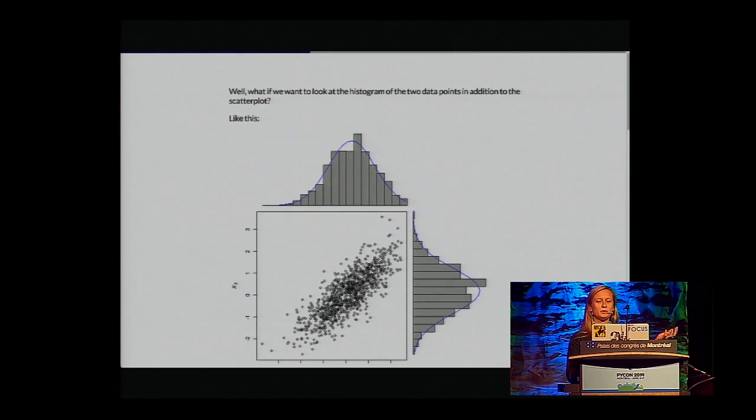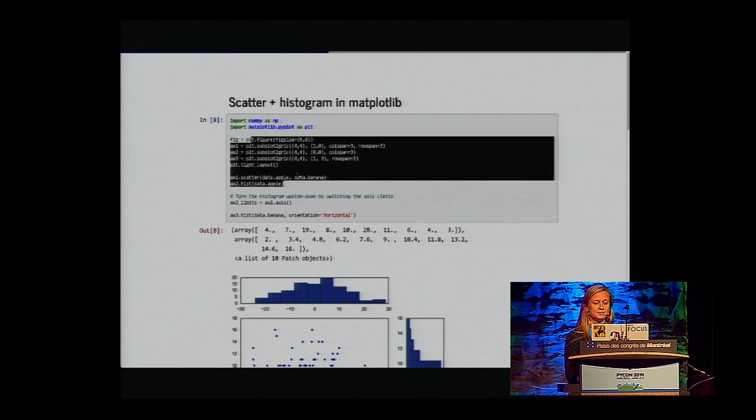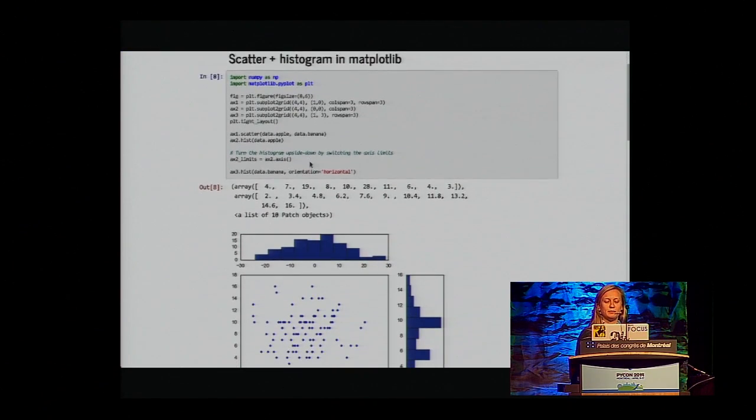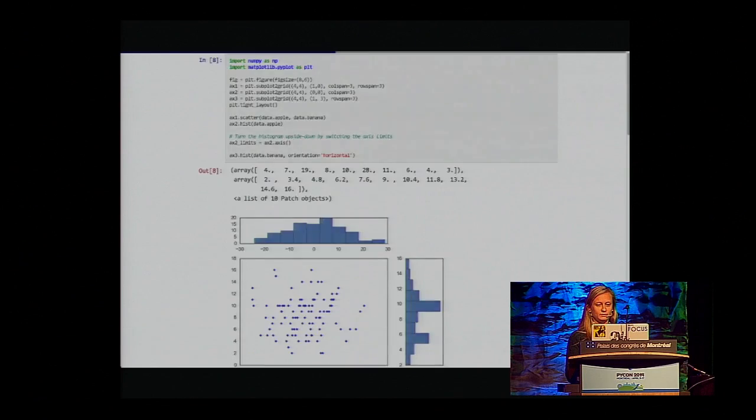That's pretty cool, but what if we want to make a histogram of the two data points in addition to the scatter plot, kind of like this? This is done in R very commonly. Also, this is built into MATLAB with scatterhist, but we don't want to use MATLAB. We want to use Python. So there's a bunch of code you have to write, a bunch of setup, especially of this crazy layout with Matplotlib. Don't get me wrong, Matplotlib's amazing. But there's a lot of setup code you have to do.